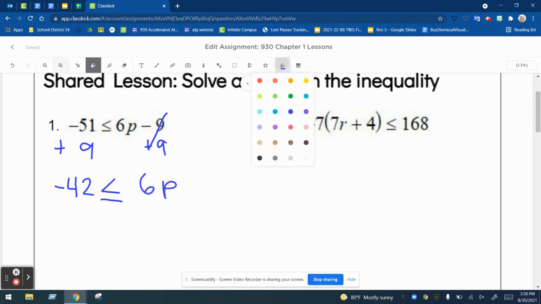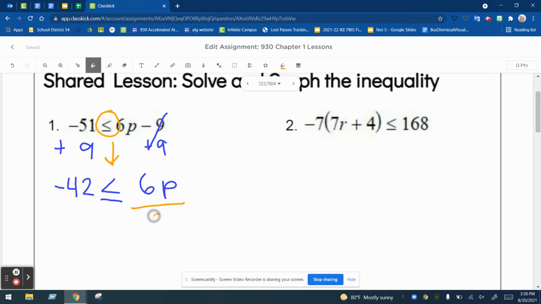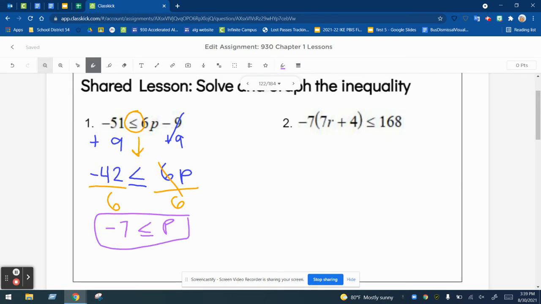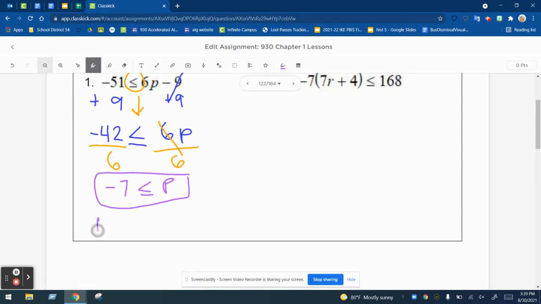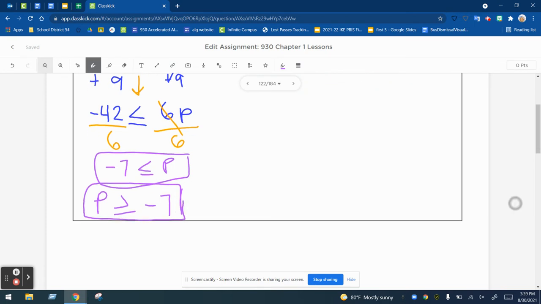So I'm going to start solving it just like any normal equation. The only difference is I have this symbol. My last step then to solve would be to divide by 6. -42 divided by 6 would give us -7. So -7 is less than or equal to p. That would be my final answer. I could go ahead and flip it around to rewrite it as p is greater than or equal to -7. These are both correct, so it's up to you.